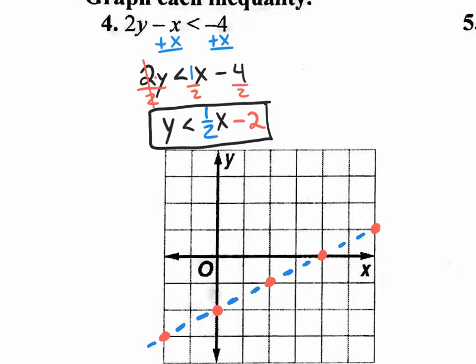And how do you do that? You do that by testing a point. 0, 0 is the easiest to test, unless the line actually crosses through 0, 0, then you wouldn't use 0, 0. You could use any point you want. But check out how easy 0, 0 is.